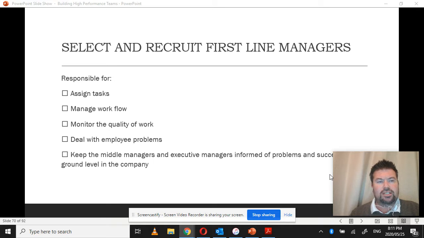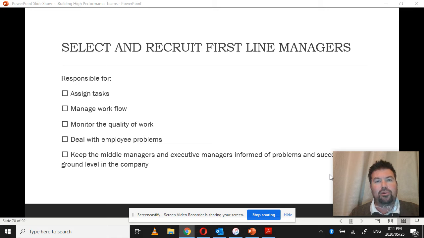So one of the first things is to assign tasks. They give out tasks and responsibilities to people within their team. They manage the workflow, so certain things have to be done, and obviously that needs to be managed, and so they manage the flow of work to their team and the output that they're responsible for. They monitor the quality of work to make sure that everything is up to the right specification.